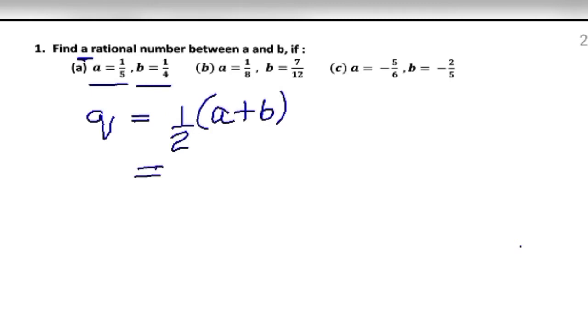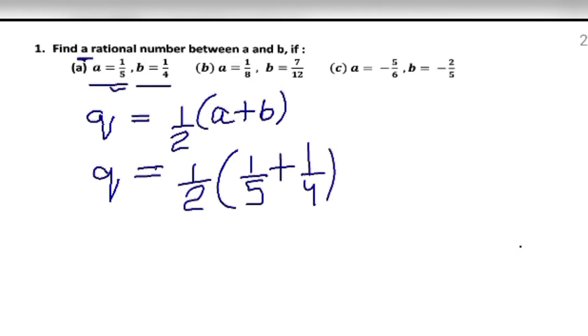To find the rational number q, write 1 upon 2 in bracket, put the value of a which is 1 upon 5 plus b which is 1 upon 4. Solve the bracket first. 1 upon 2 in bracket we have 1 upon 5 plus 1 upon 4. We want to add these two, so for this we need to make their denominators equal by taking LCM. So LCM will be 20.